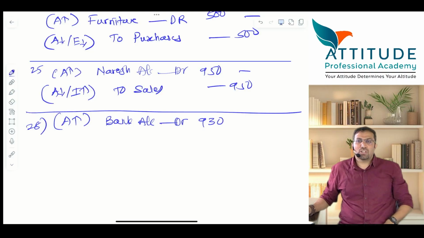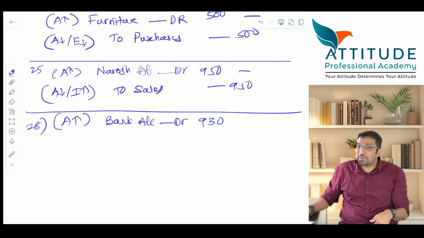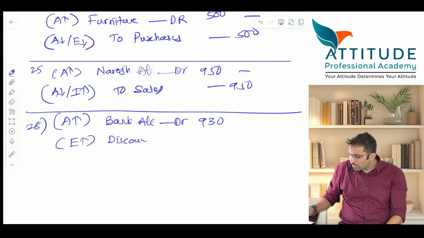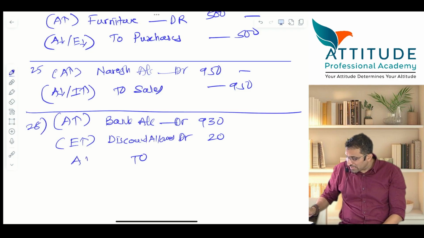930. Sir, but I am receiving 20 less. Chalega, because I am receiving the check immediately, so I am ready to give a discount. You would say that, right? So tell me, you have given a discount of how much? So expense increases. Discount allowed. You have to think from your angle as if you are the businessman. 20. To what? Come on, say it. To asset reduces. Debtors balance reduces.